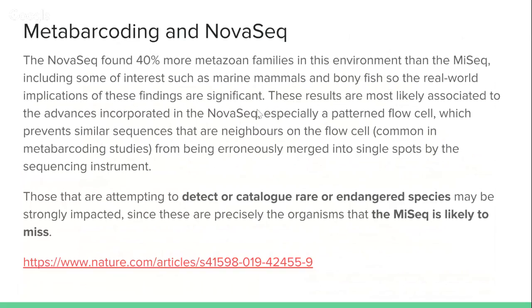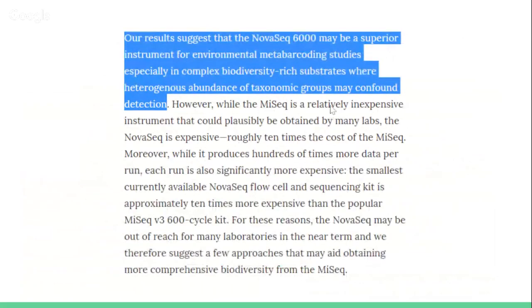So the real-world implications of this finding are significant. Essentially, if you want to detect or catalog rare or endangered species from your meta-barcoding application, it's better that you use pattern flow cells like the NovaSeq. If you continue using the MiSeq, you're likely to miss some of these rare molecules that are there that you wouldn't find otherwise. So the NovaSeq, the authors conclude, is superior in finding this diversity in the DNA molecules for environmental meta-barcoding studies, especially when you want to find molecules belonging to species or variants that are rare.